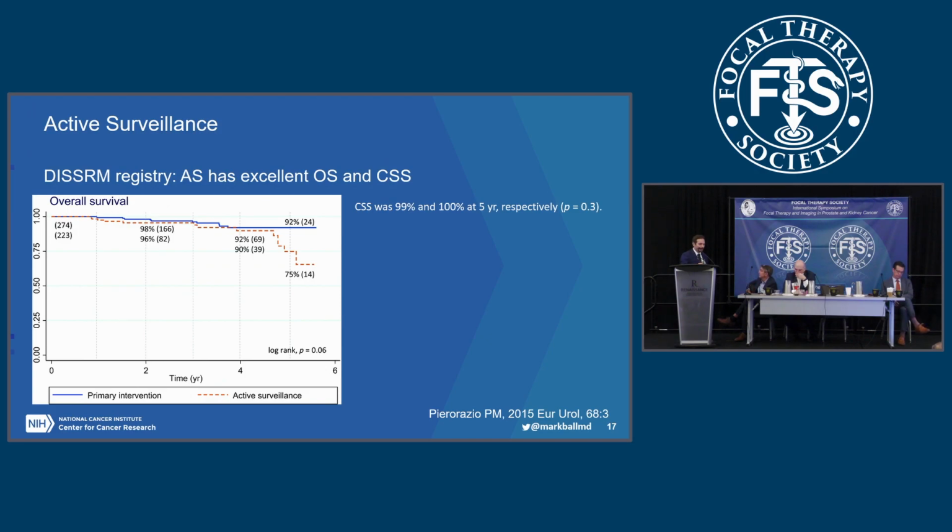Well, this is data from the DISSRM registry, a multi-institutional registry, looking at both overall and cancer-specific survival. Cancer-specific survival is not even a figure here because it was 100% at 5 years in this data. Overall survival was down to 75%. Why is that? That's because these were patients with competing comorbidities who succumbed to non-kidney cancer reasons, so a well-selected group, I would say.